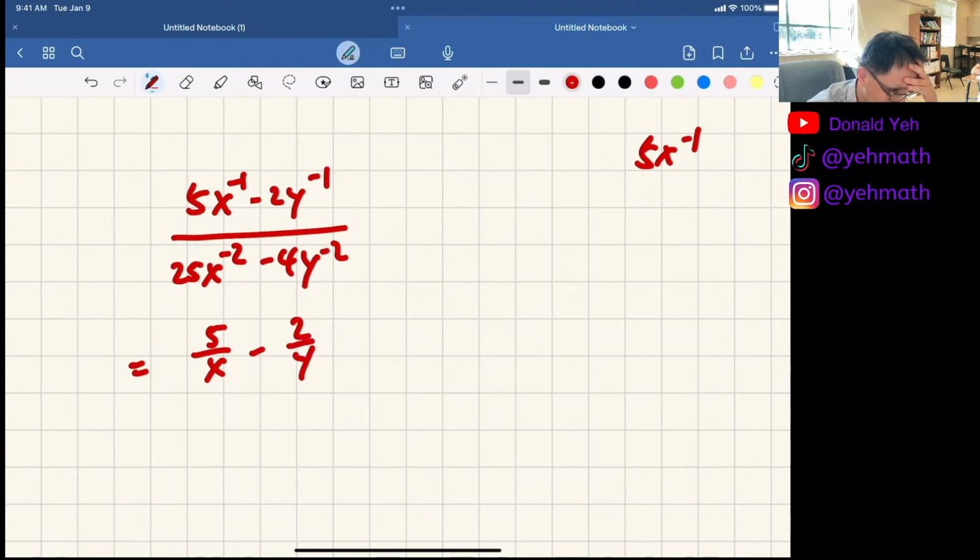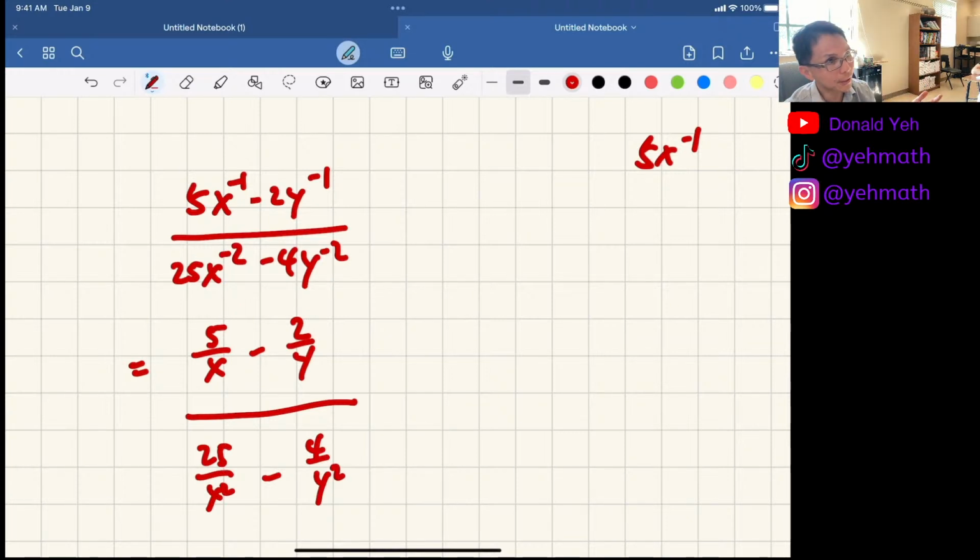Minus 2 over y. And same thing, 25 over x squared minus 4 over y squared. And then that's the first thing you should get. Any questions here? Second thing you should see is there is a parenthesis here. Why is there a parenthesis? It's not written there, but it's always there. Every numerator has its own parenthesis. Every denominator has its own parentheses.